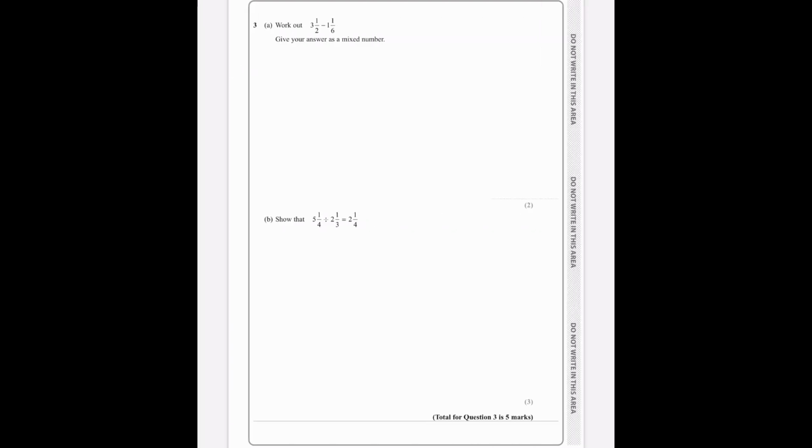Question number 3, subtracting fractions. First thing I'm going to do is turn them into top-heavy fractions, so rewriting 3.5 as 7 over 2, 1 1/6 is 7 over 6. Find a common denominator. 6 is going to be the simplest common denominator. 7 over 2 is the same as 21 over 6. Subtract the numerators and simplify. Turning it back into a mixed number, 2 2/6 or 2 1/3 once fully simplified.